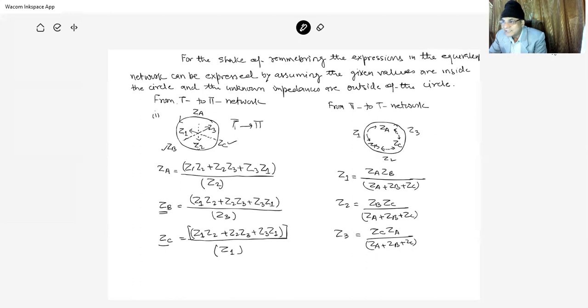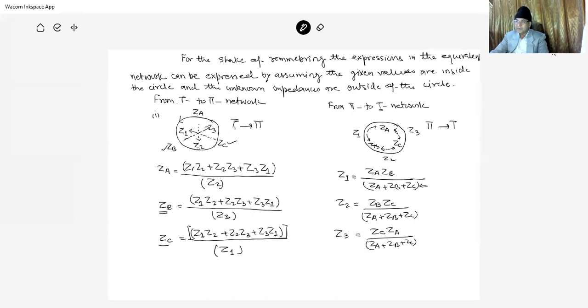Now the second part is from the pi network, means the pi network is given, ZA, ZB, ZC. These three are given, so we have to find the T network, means pi to T. So what do we find? This one is Z1. What is Z1? ZA, ZB upon ZA plus ZB plus ZC. So these factors are common in all cases.